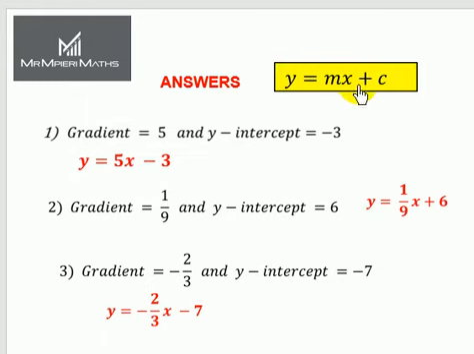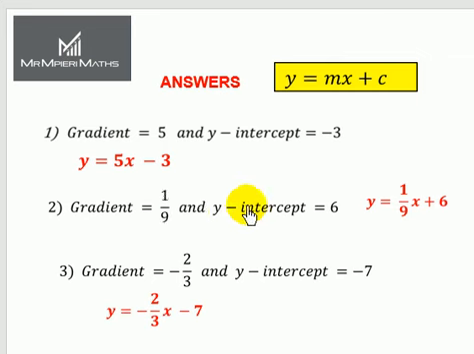Remember the equation of a straight line, y equals mx plus c. Here, the gradient is 5 and the y-intercept is minus 3. Now, here, the gradient is 5, so we put y equals 5x. c is minus 3, so put minus 3 down. So the equation of that line is y equals 5x minus 3. All you got to do is substitute the values for gradient and y-intercept.